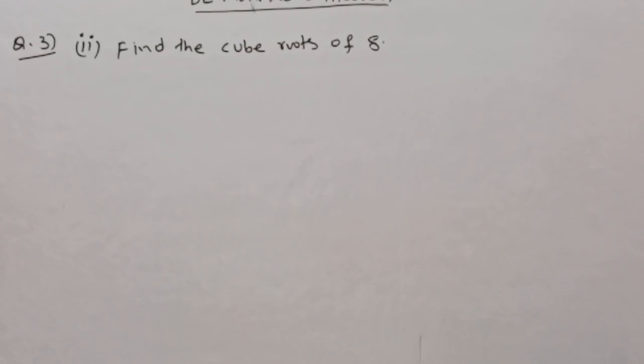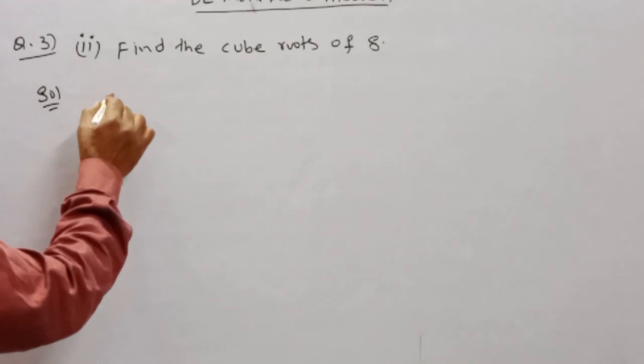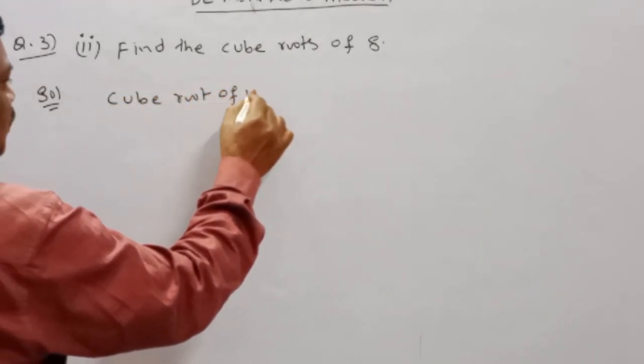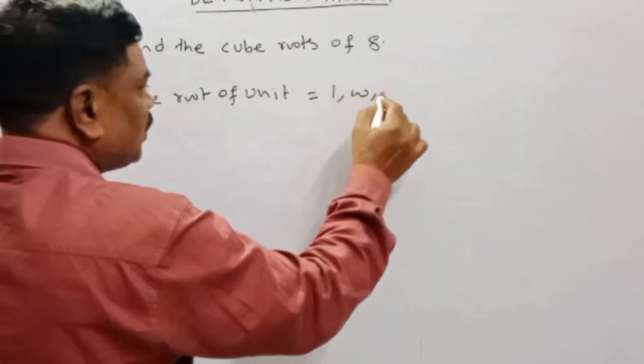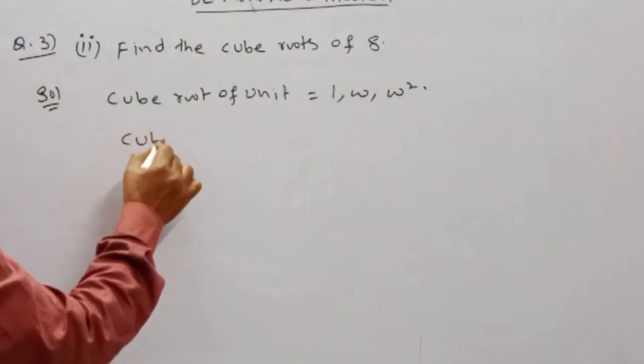Here we have one more problem from De Moivre's theorem. Third question, second problem: find the cube roots of 8. The cube roots of unity are 1, omega, omega squared.